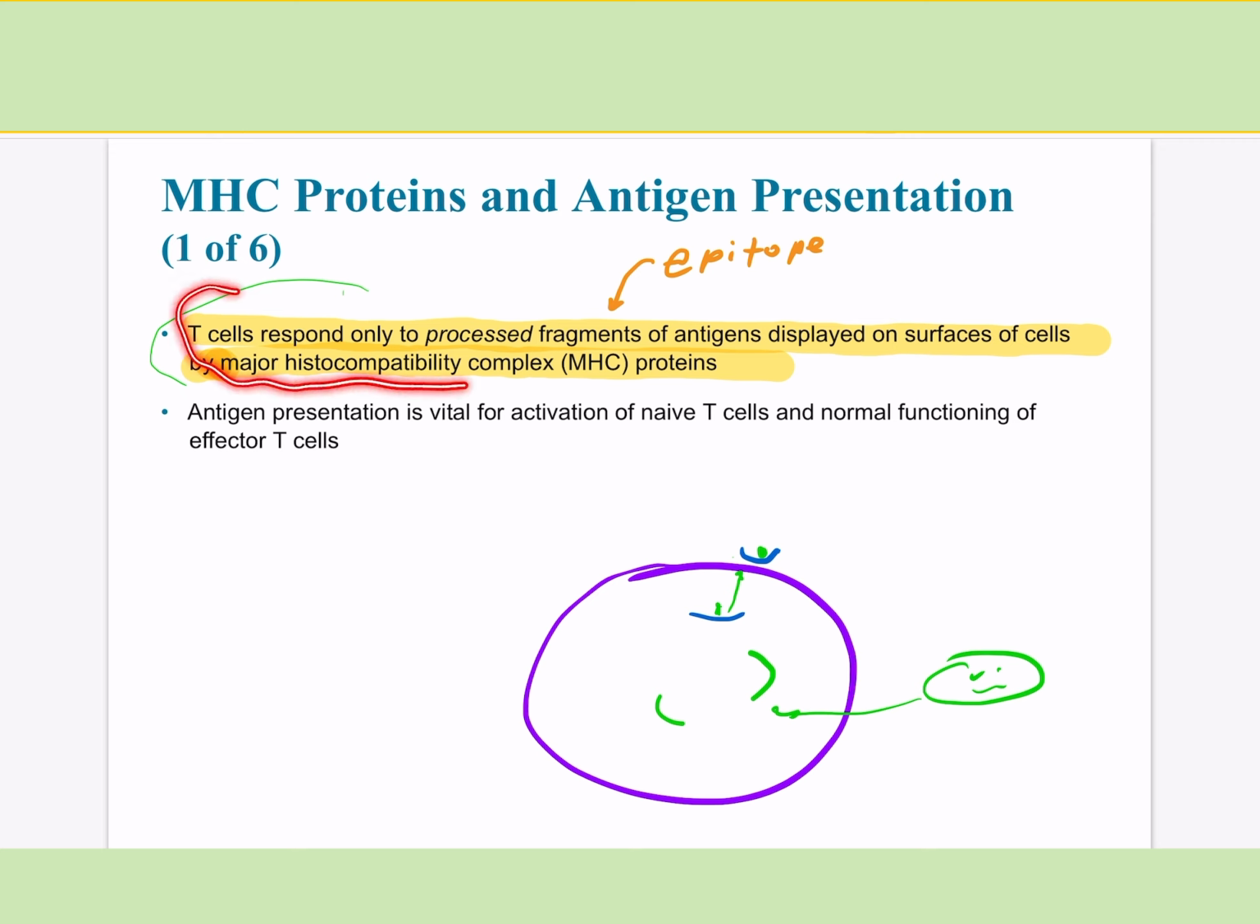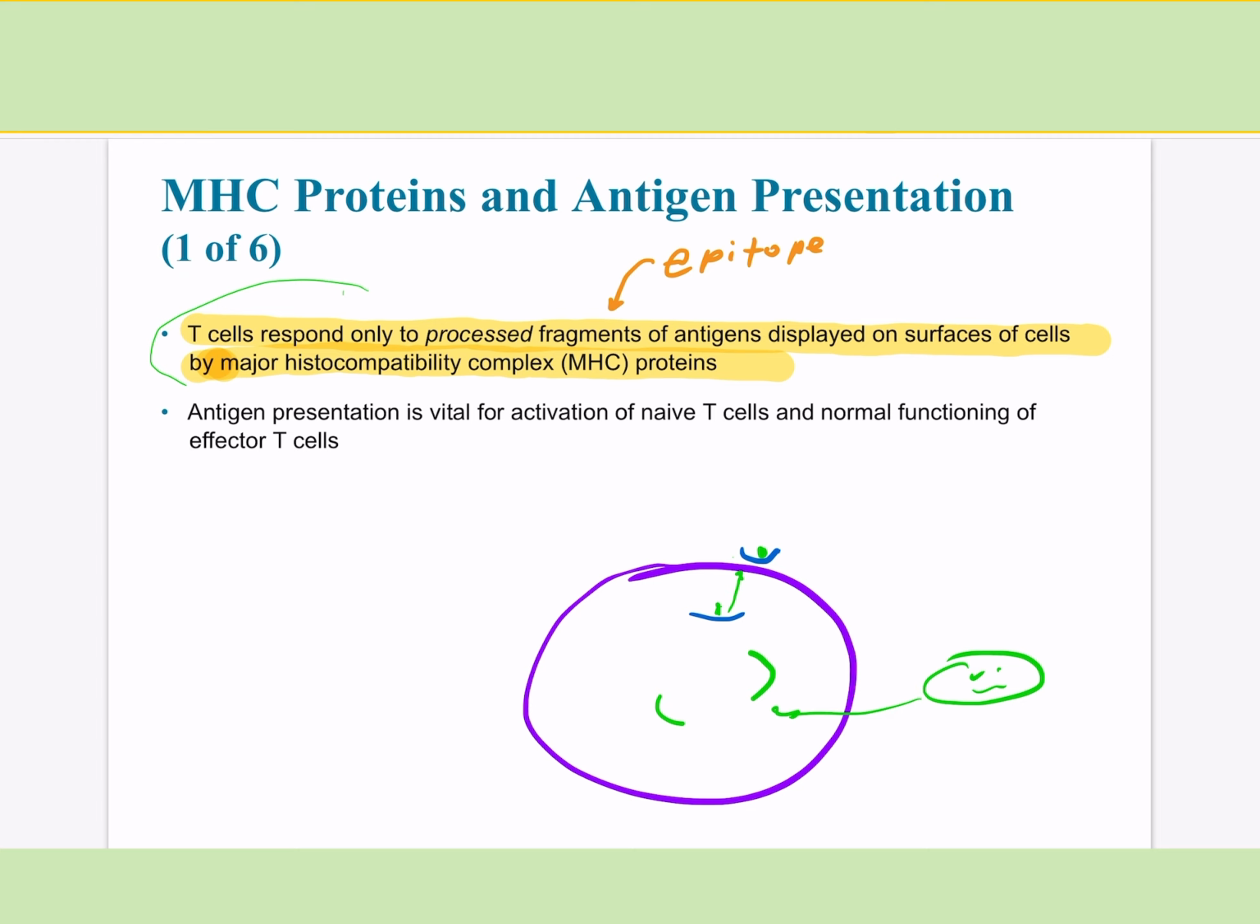So T cells respond only to processed fragments of antigens that are displayed on the surface of cells in their major histocompatibility complex proteins. And that little chunk that we're going to take and put into the bulletin board, we can call it an epitope. And this antigen presentation, why are we doing it? Well, this allows the naive T cells to come up. Now, not every T cell is trained to recognize this shape, but if you're a T cell that recognizes it, then you can turn yourself into what we'll call an effector cell.